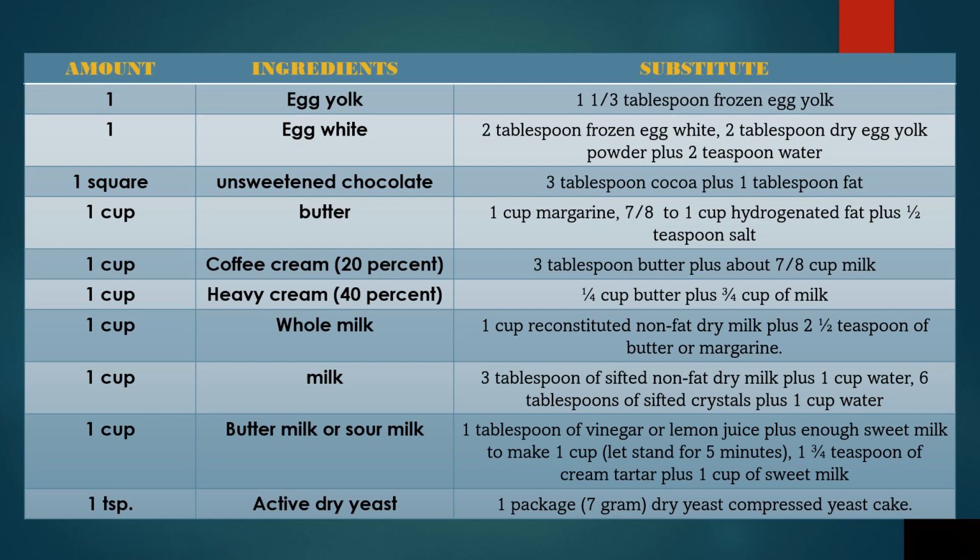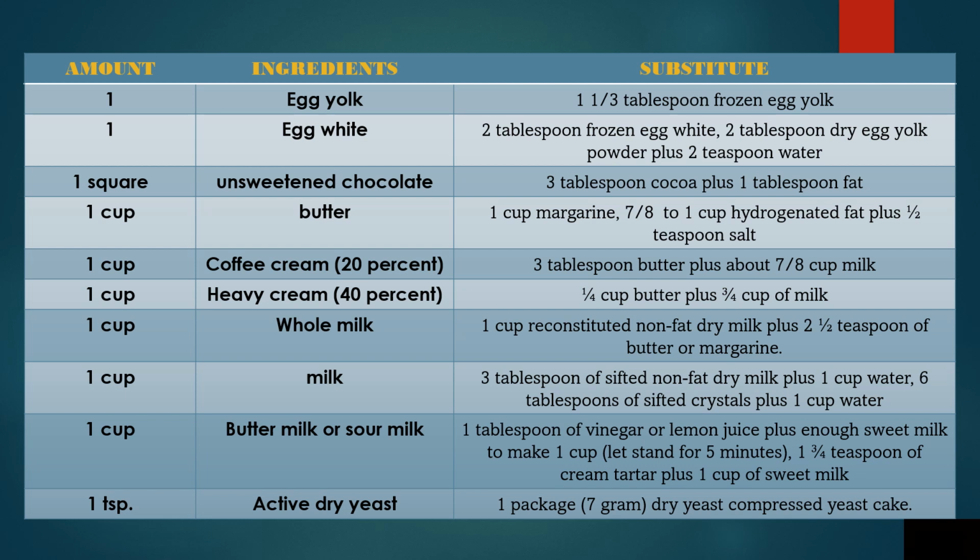And then okay, next, 1 cup of butter, pwede natin siyang i-substitute sa 1 cup margarine or 7/8 to 1 cup hydrogenated fat plus 1/2 teaspoon of salt. And then next is 1 cup of coffee cream, equivalent to 20%. Okay, so pwede natin siyang i-substitute sa 3 tablespoon butter plus about 7/8 cup of milk.